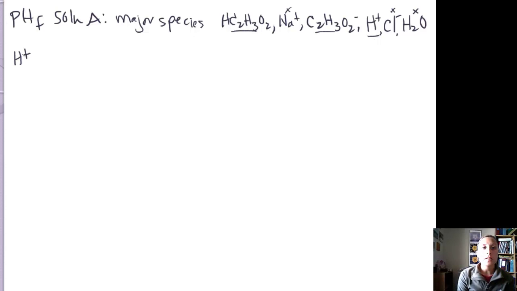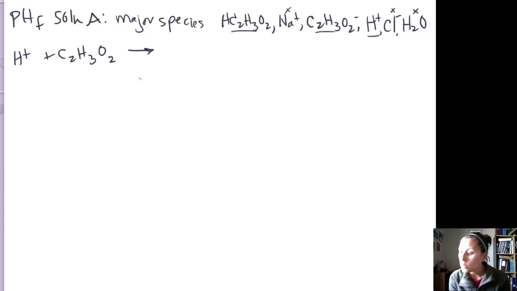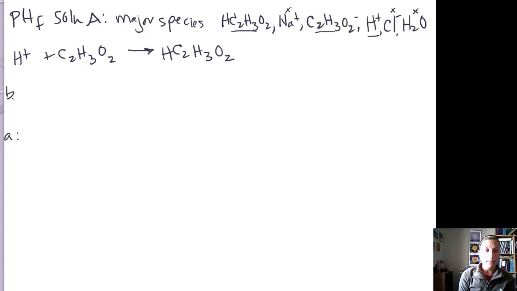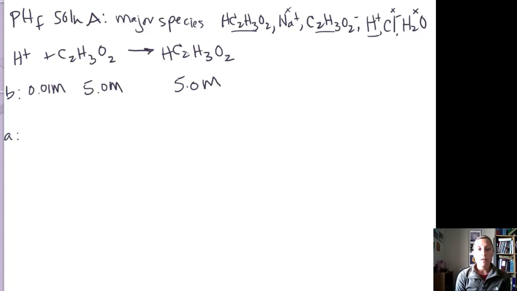So we've got H+ plus C2H3O2- going to our acid, which is HC2H3O2. Okay, so now we want to calculate before concentrations and after concentrations. So the H+ initially is coming from our HCl, so that's 0.01 molar. And the concentration of our C2H3O2- is coming from the salt, which was initially, or before the reaction, 5 molar. And then we know that we're starting with 5 molar of our acetic acid.